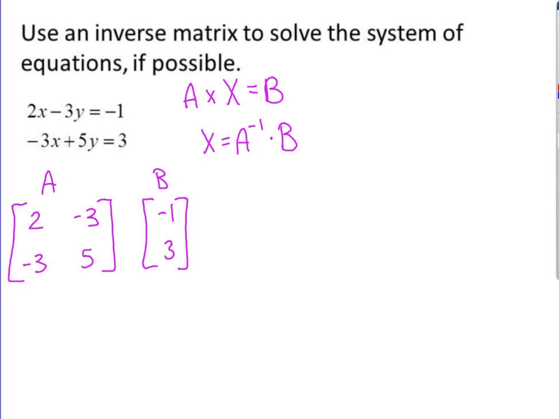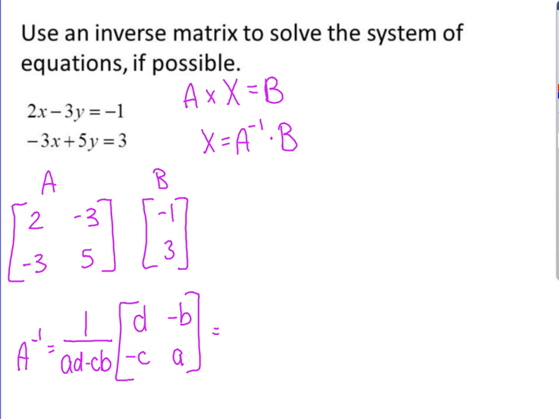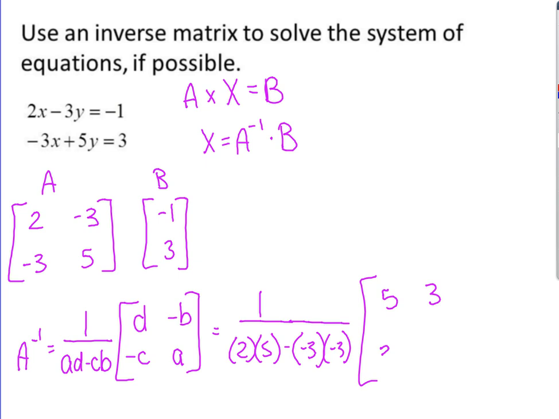So we need to make sure we can find the inverse of A, just like we did in section 2. Remember, that's 1 over AD minus CB, and then it's going to be matrix D, -B, -C, and A. So if we do A times D, this is going to give us 2 times 5 minus -3 times -3. And we're going to multiply it by 5, 3, 3, and 2, because remember, you switch the A and D, make the C and B positive.